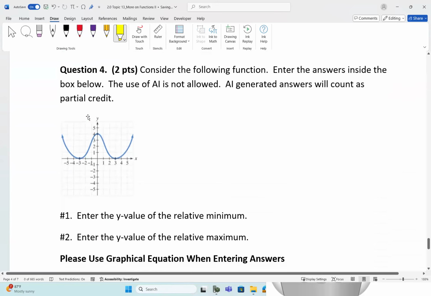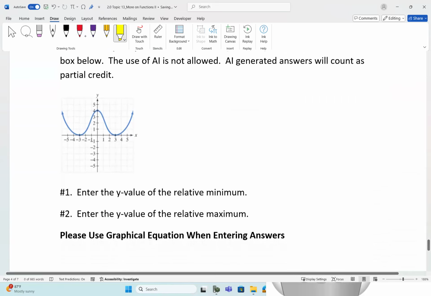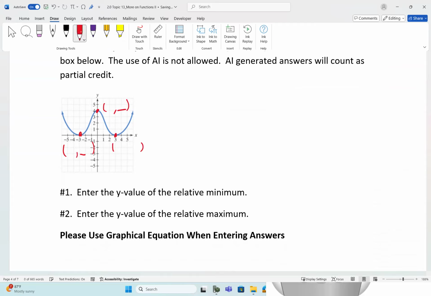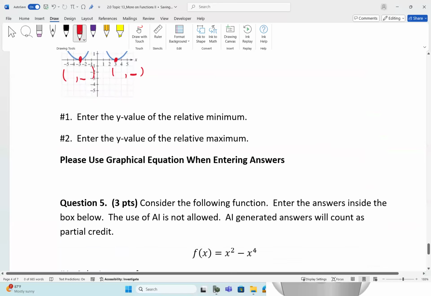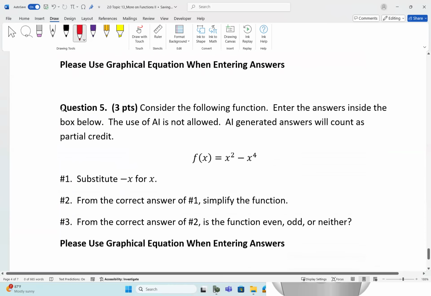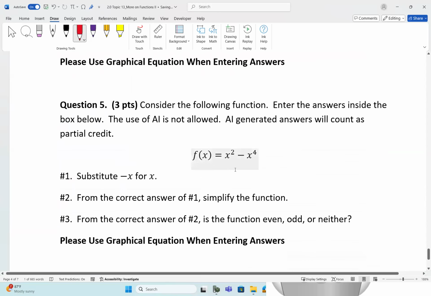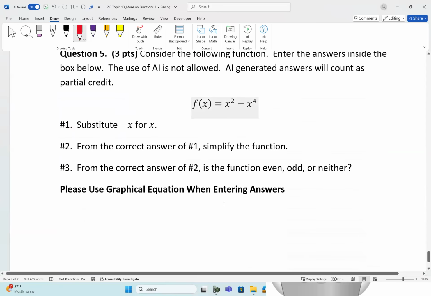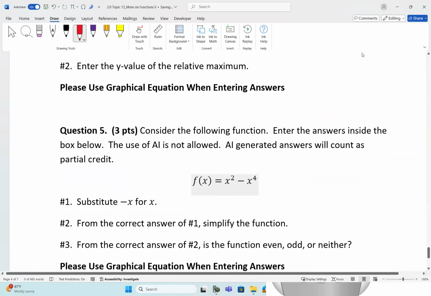The next one is the same exact picture, except this time we are using the y values of the same exact 3 points, just the y value here, to find the relative minimum and the relative maximum. So apparently these two points down here are your relative minimum, and this one up here is your relative maximum. Just tell me what the y value is. All right, for question number 5, do exactly the same thing as I just did with that rational function.